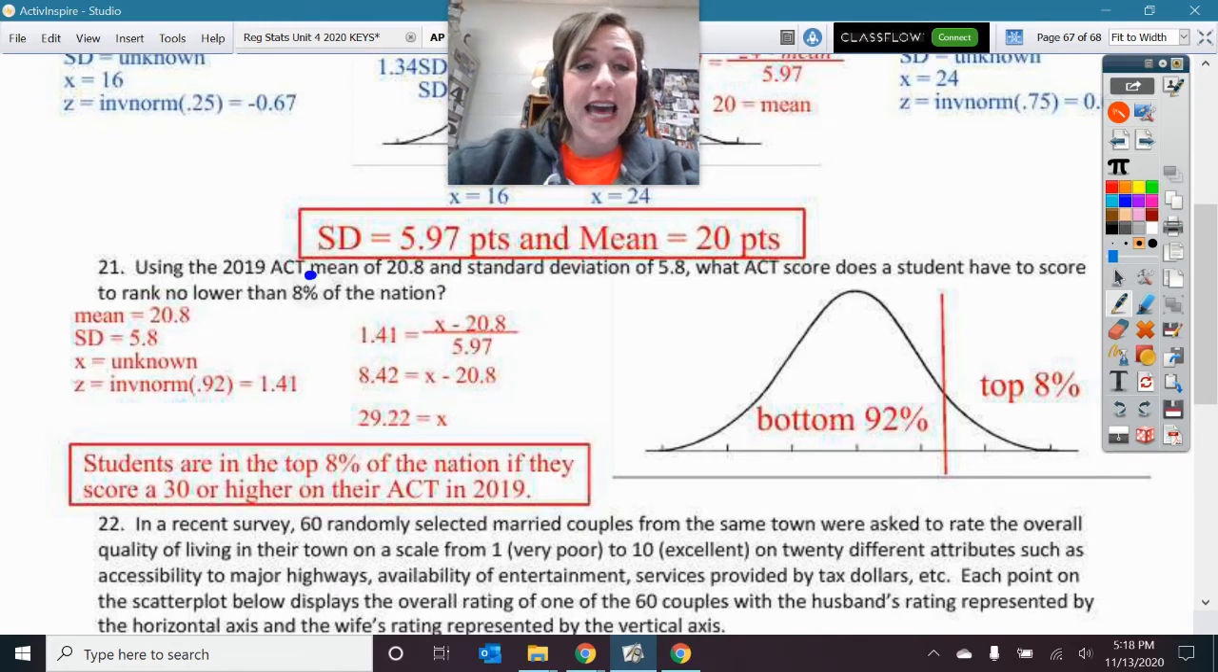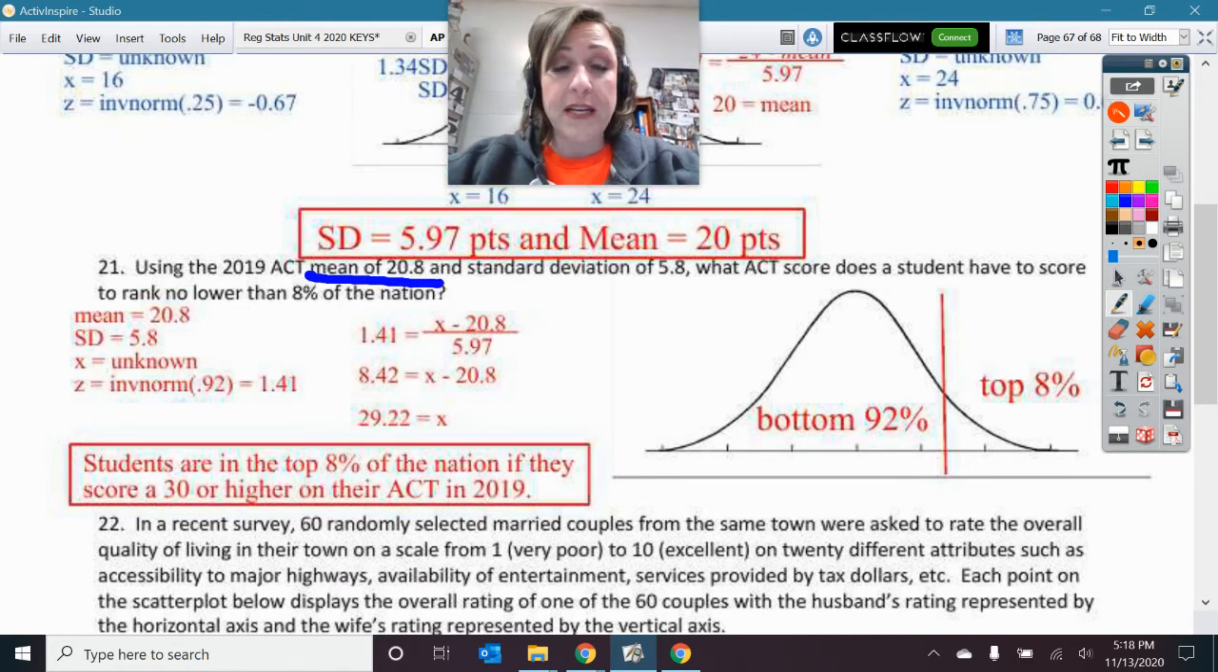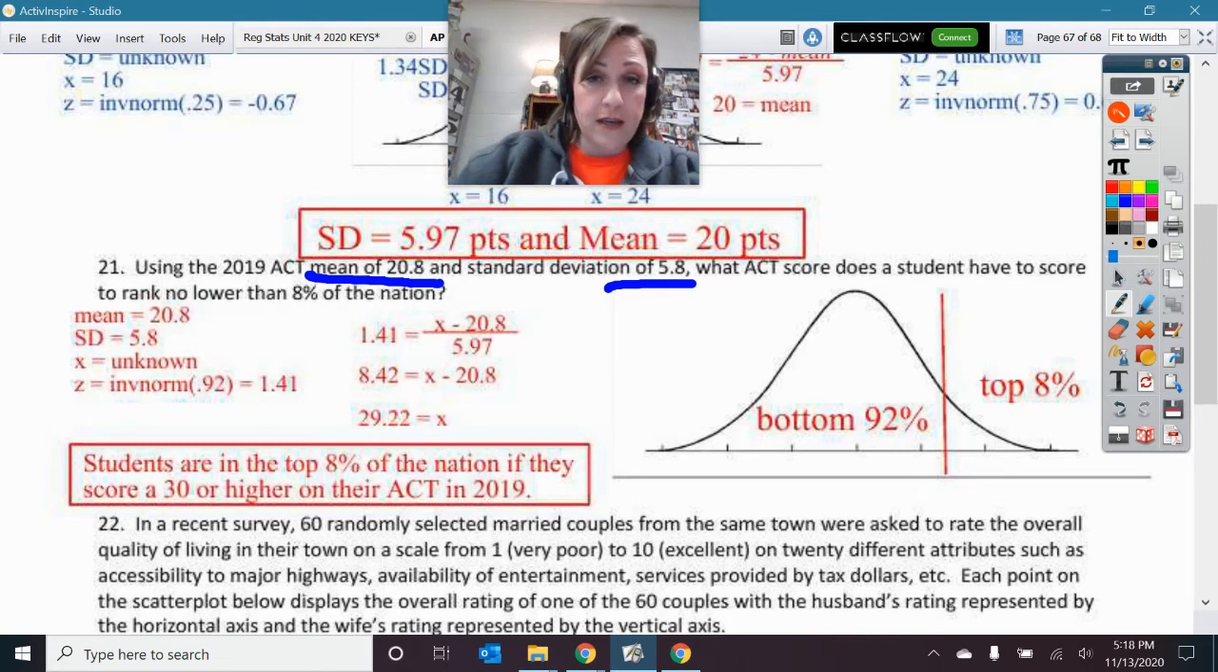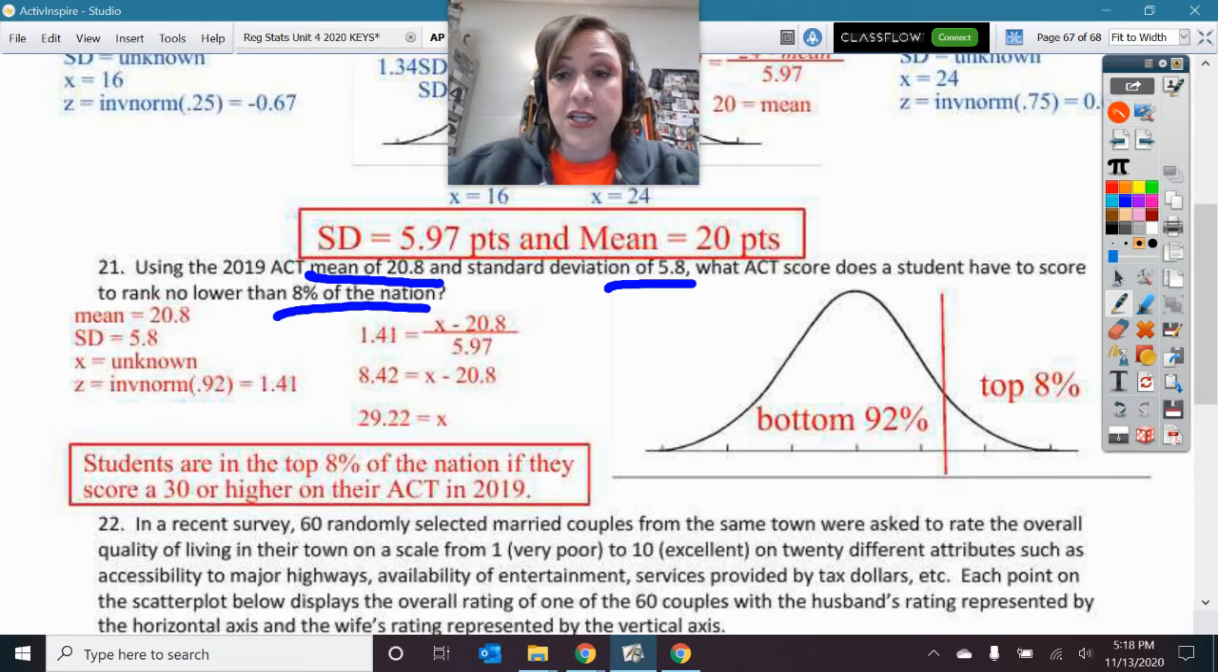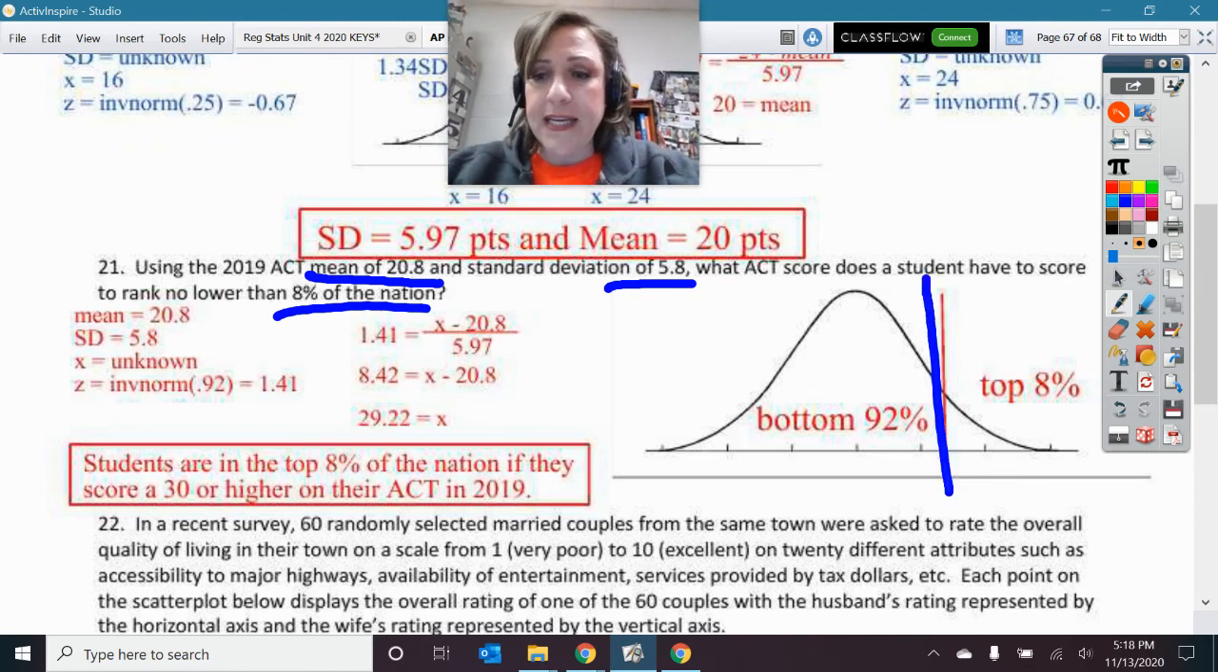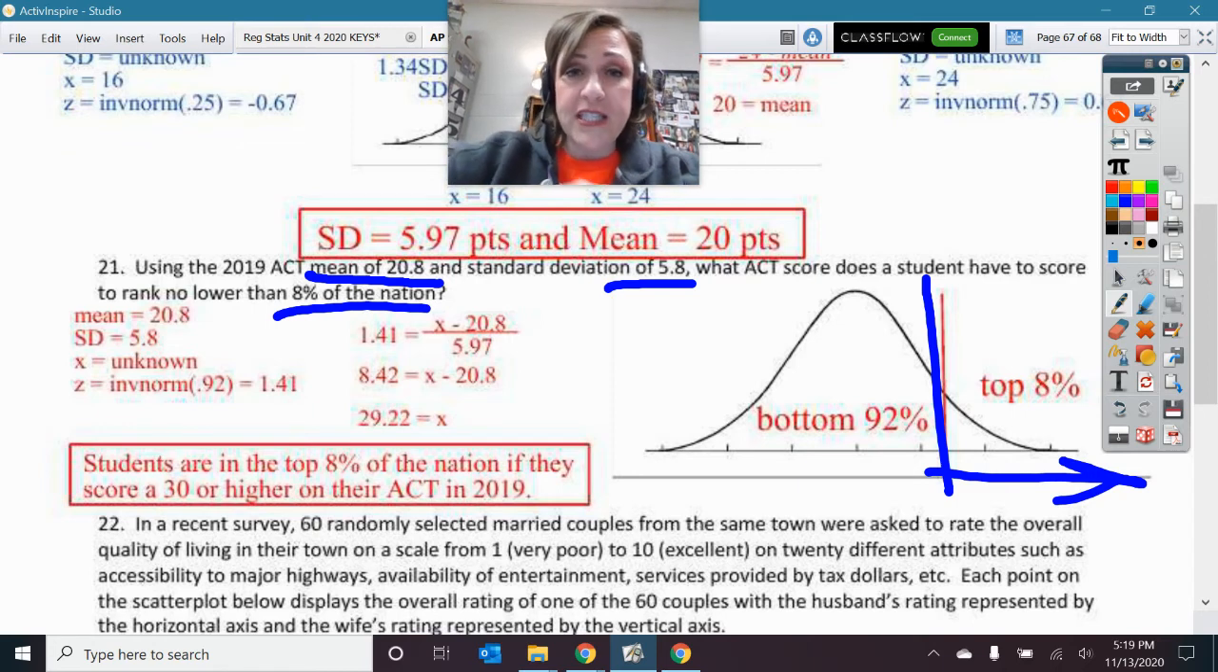The 2019 ACT had a mean of 20.8 and a standard deviation of 5.8. What ACT score does a student have to score to rank no lower than the top 8% in the nation? I actually put that wording in there on purpose because I wanted you to think: no lower than 8% of the nation. That means the top is the 8%, not the bottom percent.